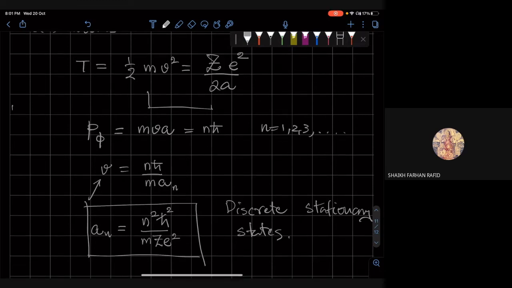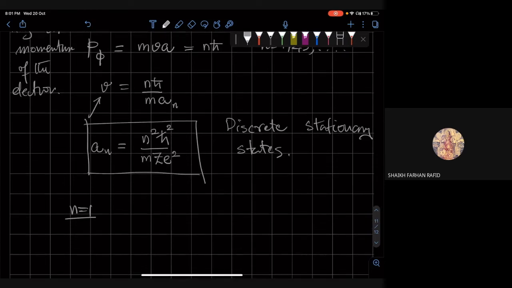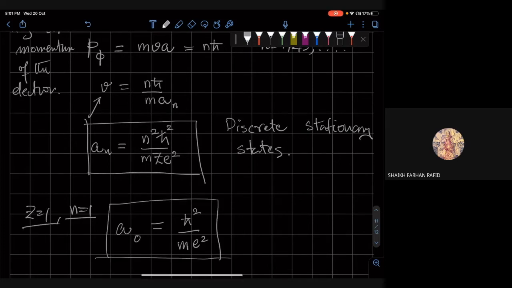Okay, so angular momentum of the system, because it's really the electron that's moving. So, all right. So for n equals 1, we get a_1, but for some reason it's written as a_0. It's h bar squared divided by m e squared. So n equals 1 and Z equals 1. So this is the size of the orbit.